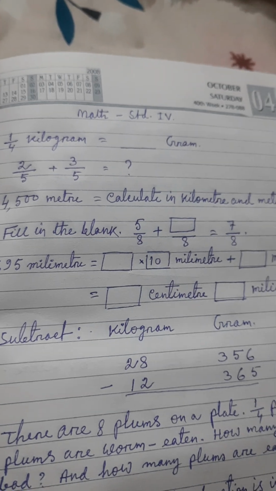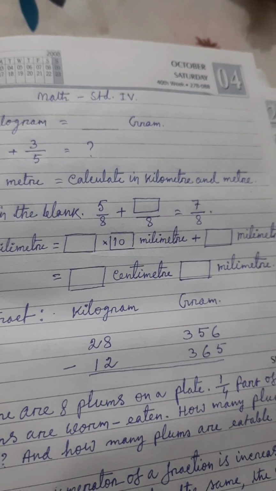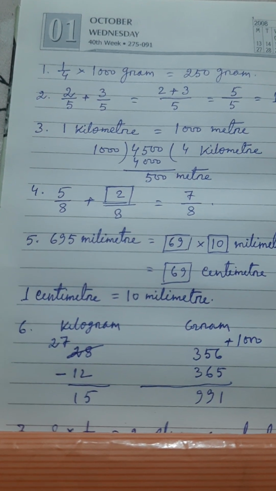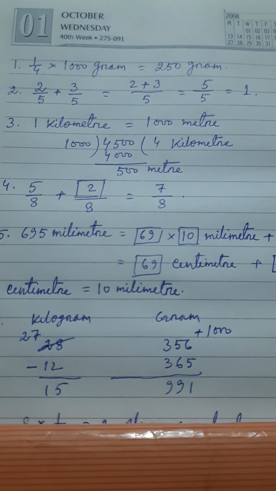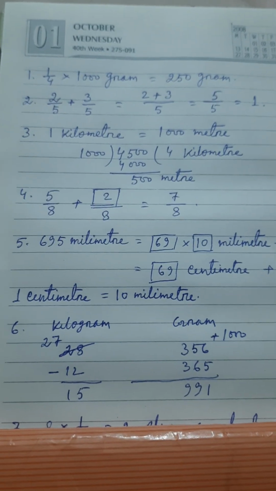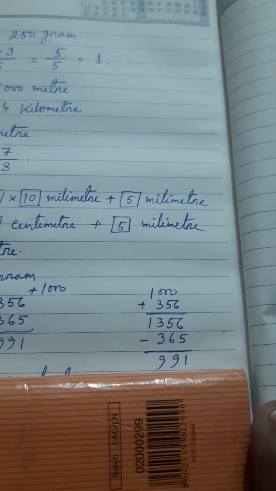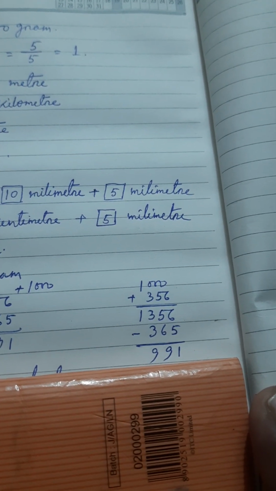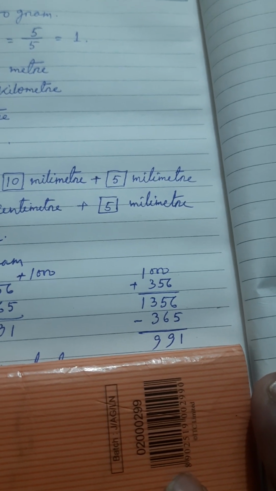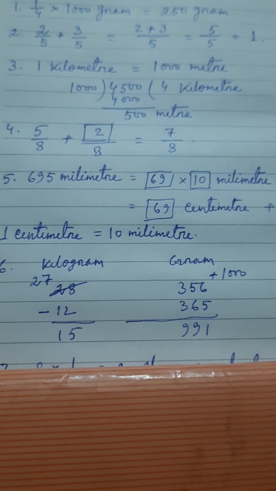Subtract kilogram gram: 28 kilogram 356 gram minus 12 kilogram 365 gram. Plus 1000 gram. 28 minus 1, 27 kilogram. 1000 plus 356, 1356 minus 365, 991 gram. 27 minus 12, 15 kilogram.